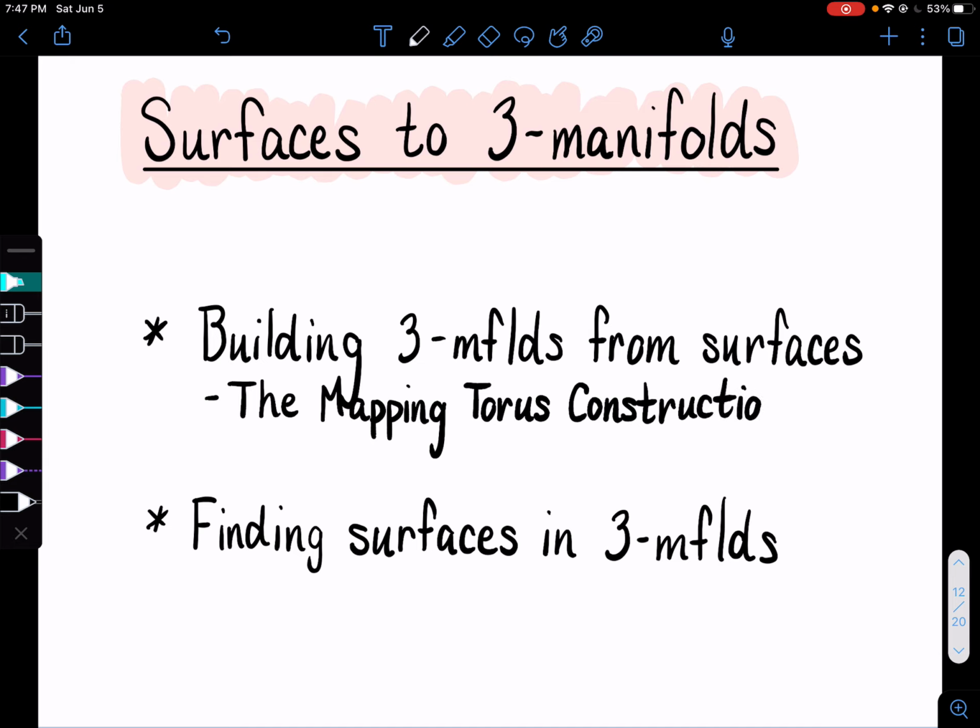And then finding surfaces in three manifolds, again, there's many ways to do this, but I just want to talk about one thing in particular, which is to touch on this idea of having foliations of three manifolds. Right, so we can decompose our three manifolds into collections of disjoint surfaces, in the same way that we could decompose our surfaces into disjoint collections of geodesics.